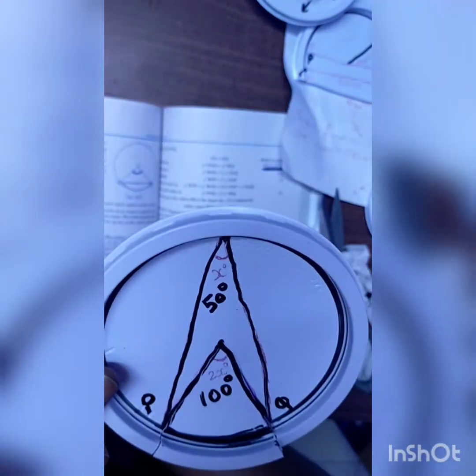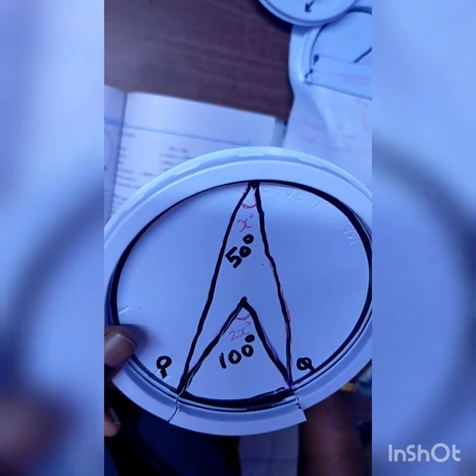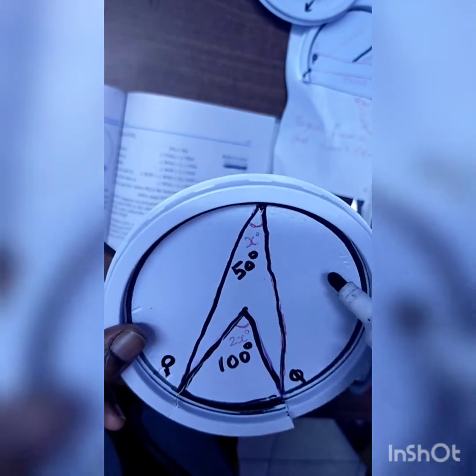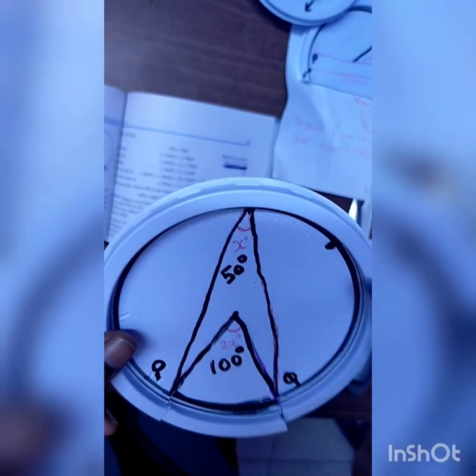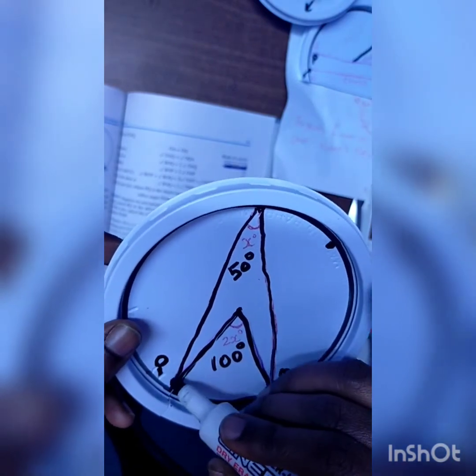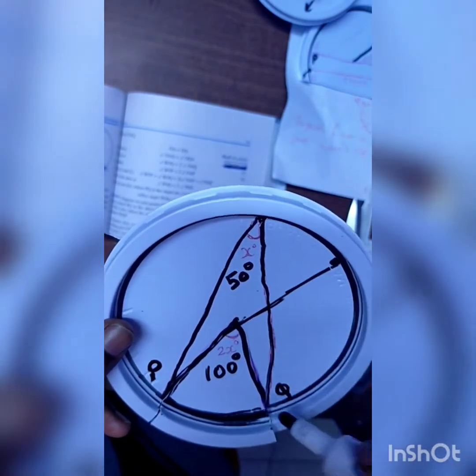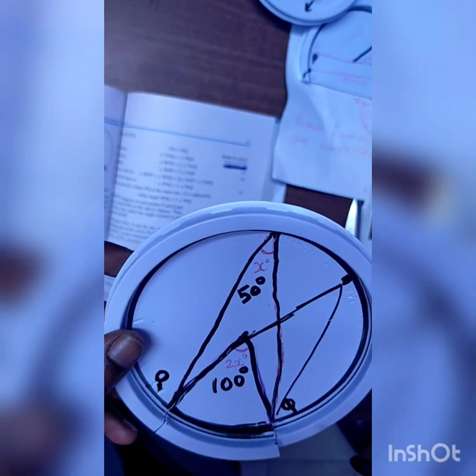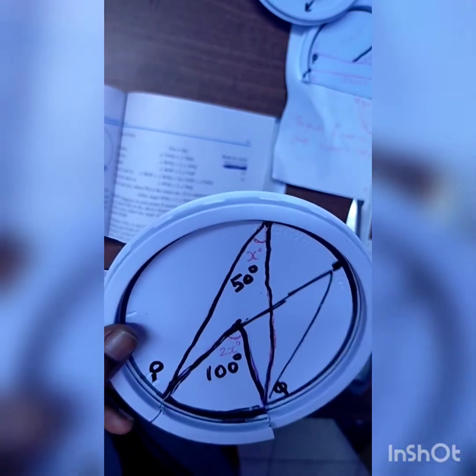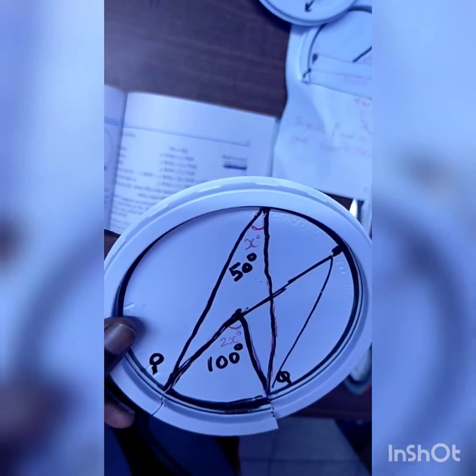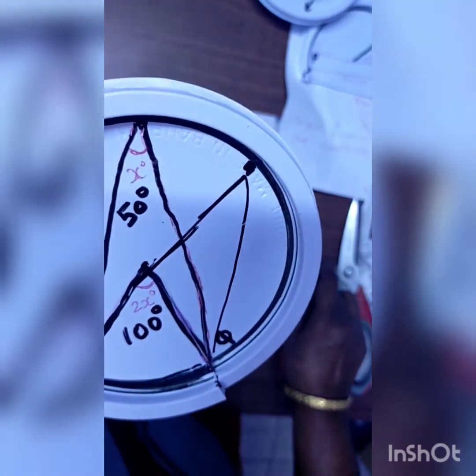Okay, so I can make it at any point on the circle. So like if I make it here, then also I will join like this. So again the angle will be x. Okay, the angle subtended by an arc at the center is double the angle subtended by it at any point on the remaining part of the circle.